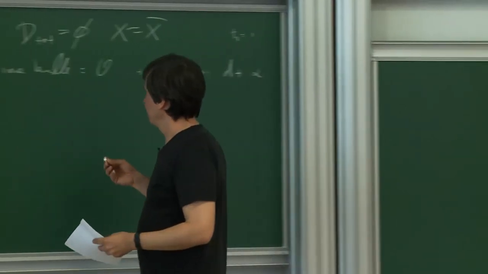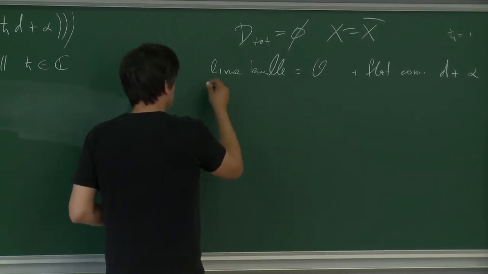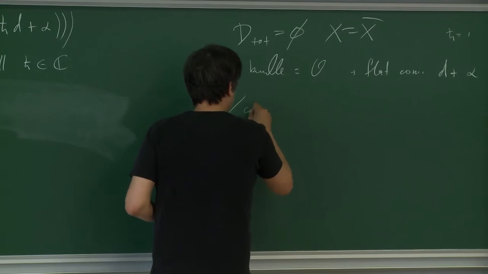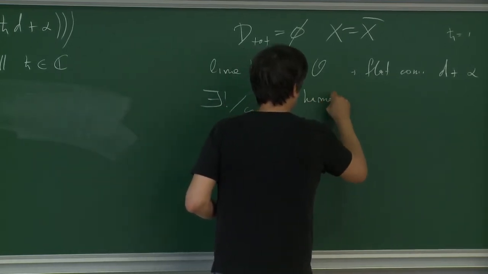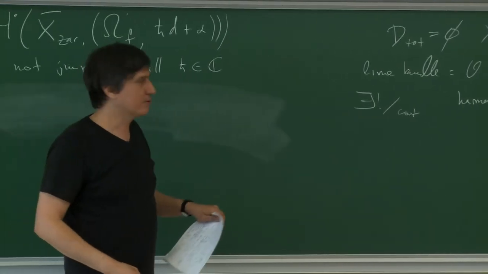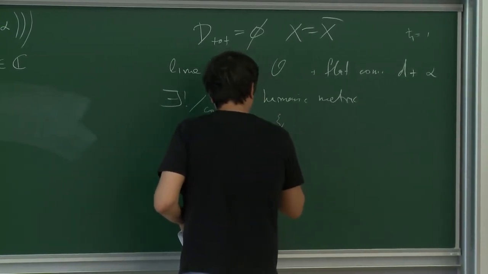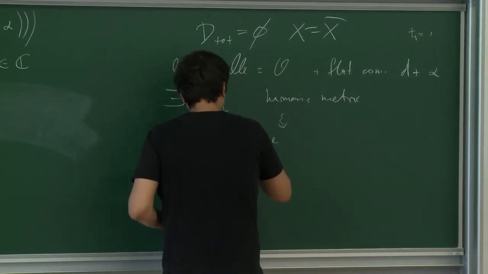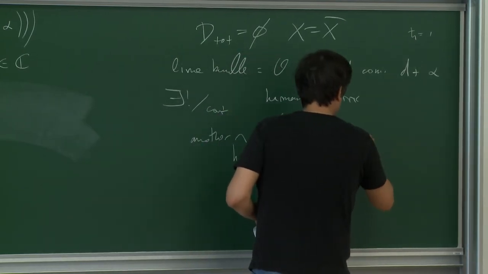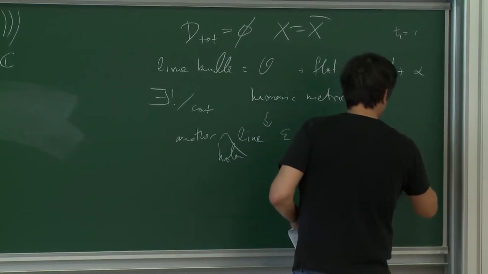And then there is a well-known story by Simpson and others, that there exists, unique up to constant, a harmonic metric on this line bundle with respect to the flat connection. And then you can identify the de Rham cohomology with Higgs cohomology. So it gives you another line bundle, a holomorphic line bundle E with Higgs field phi, which belongs to sections of X and endomorphism of E times one form.